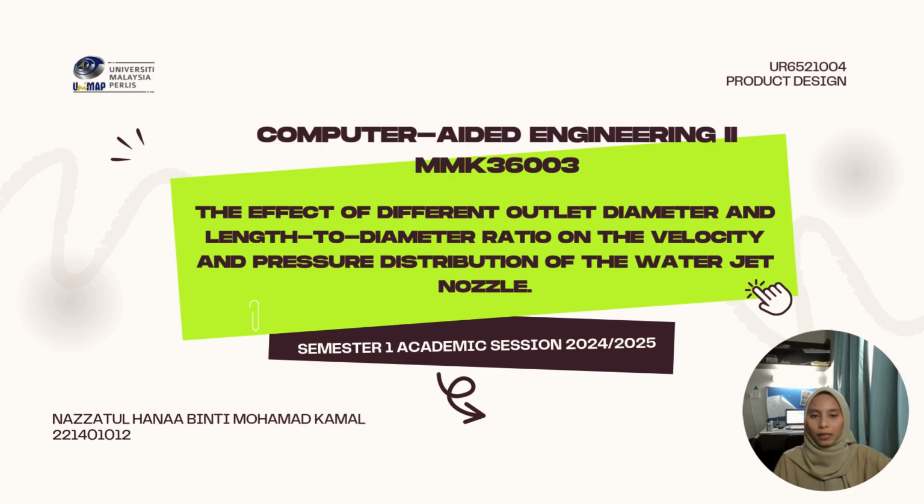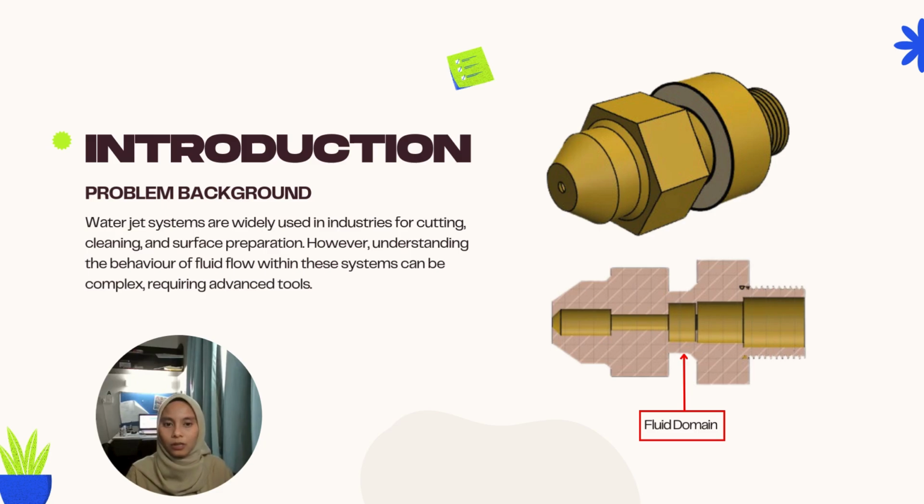221401012. And the title for my project is The Effect of Different Outlet Diameter and Length to Diameter Ratio on the Velocity and Pressure Distribution of the Water Jet Nozzle. For the introduction, I will explain about the problem background. The image in the slide is the nozzle that I use for the analysis simulation.